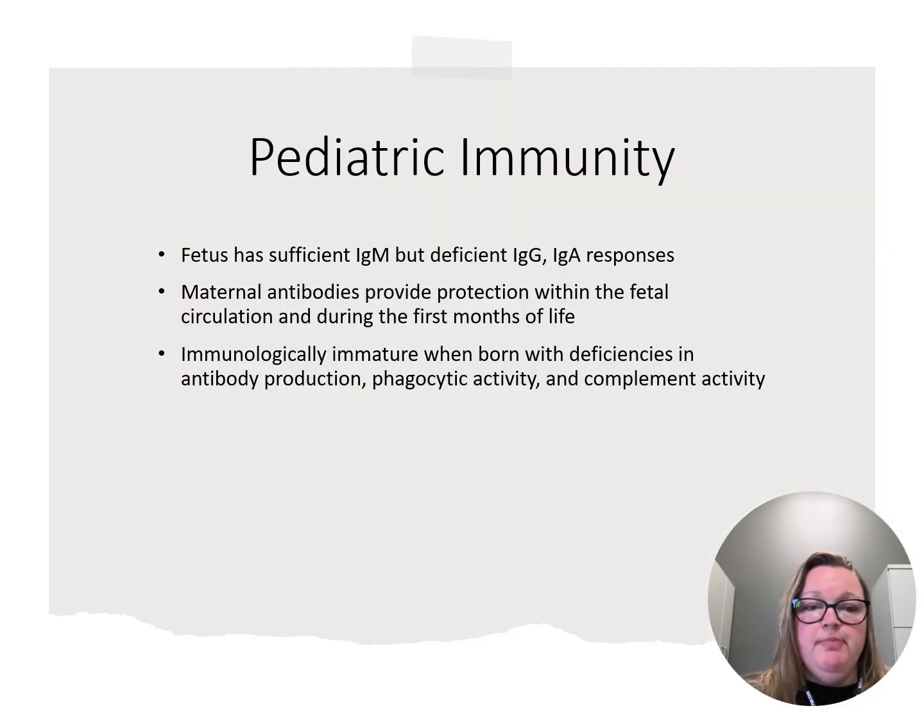When we are considering pediatric immunity, we should know that the fetus usually has sufficient IgM, but it's going to be deficient in IgG and IgA responses. Maternal IgG antibodies are transported across the placenta into the fetal blood and protect the neonate for at least the first 6 months of life, as we mentioned before. When a child is born with deficiencies in their antibody production, they are considered immunologically immature.